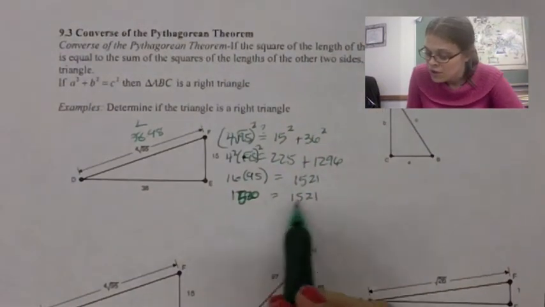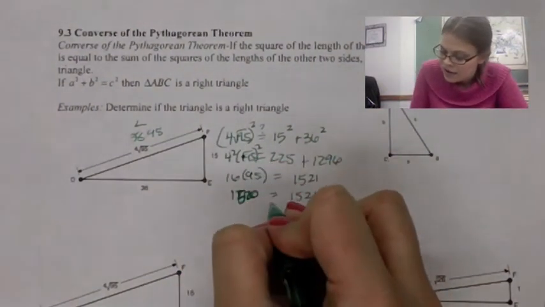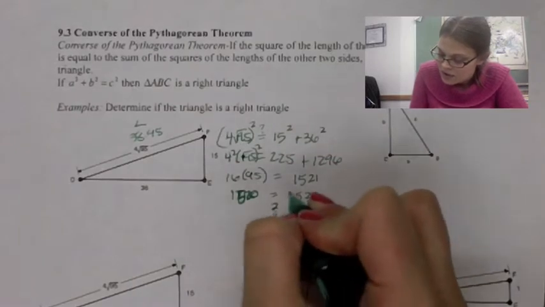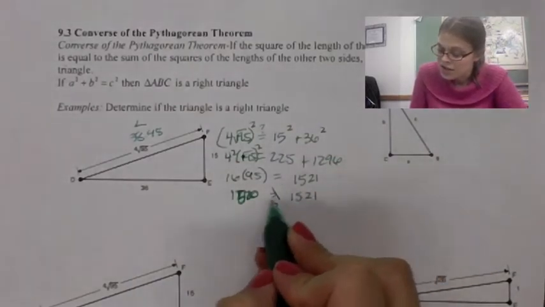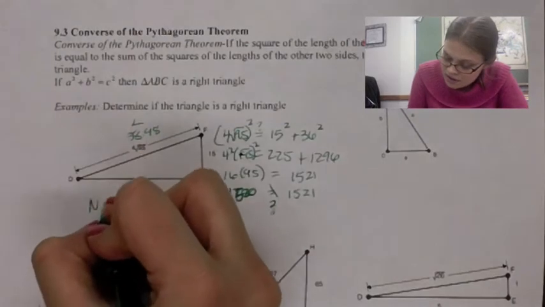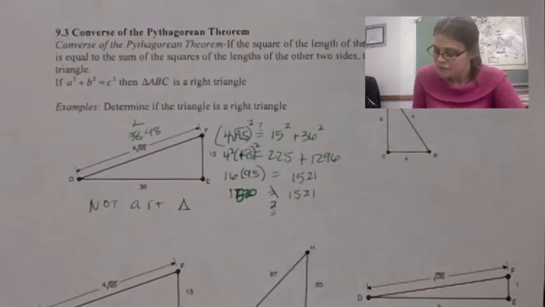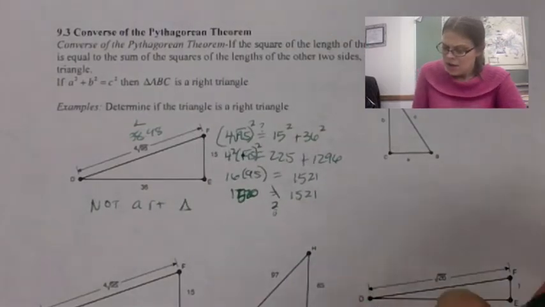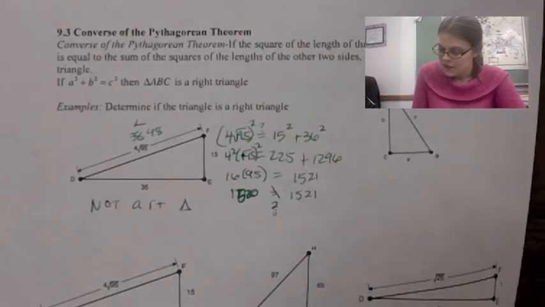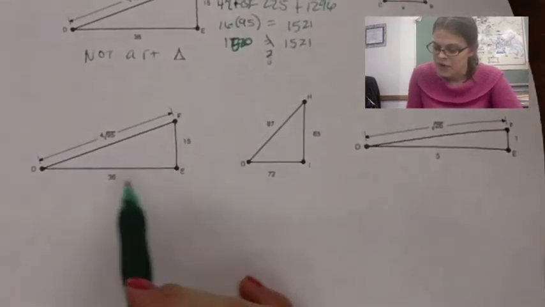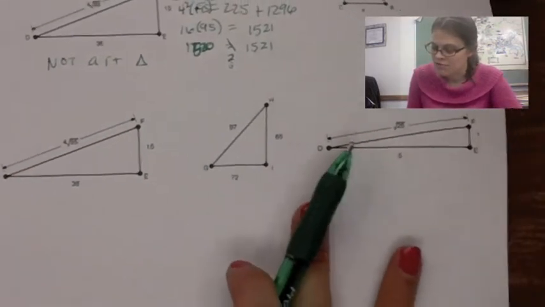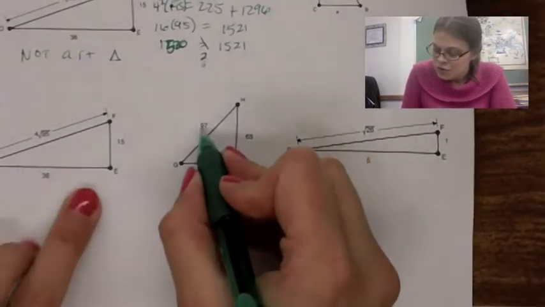Okay, so notice these are close, and we're asking, are these the same? This is our question, and it's not the same. So this is not a right triangle. Okay, so that is the same picture. So we're going to skip this one because it's the same picture. That was my fault. Sorry. So we're going to look at this one.